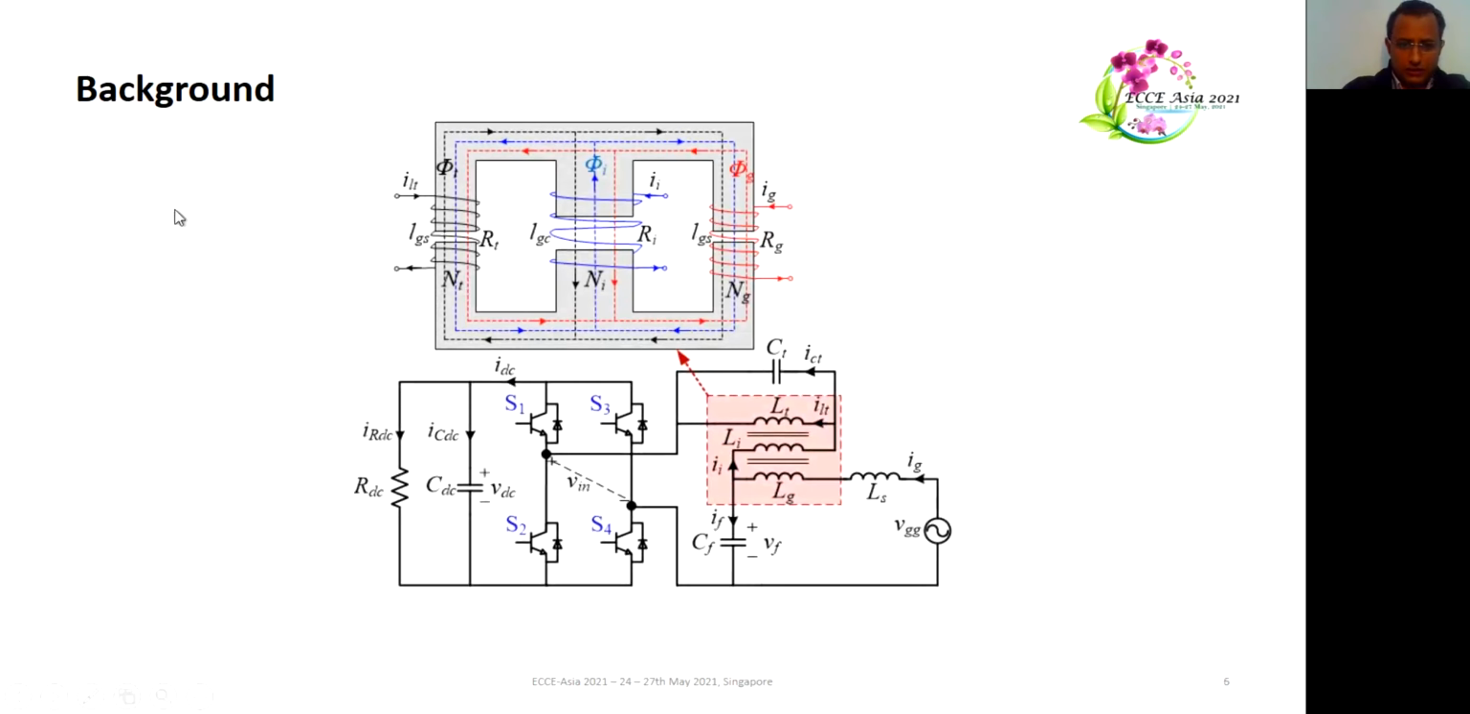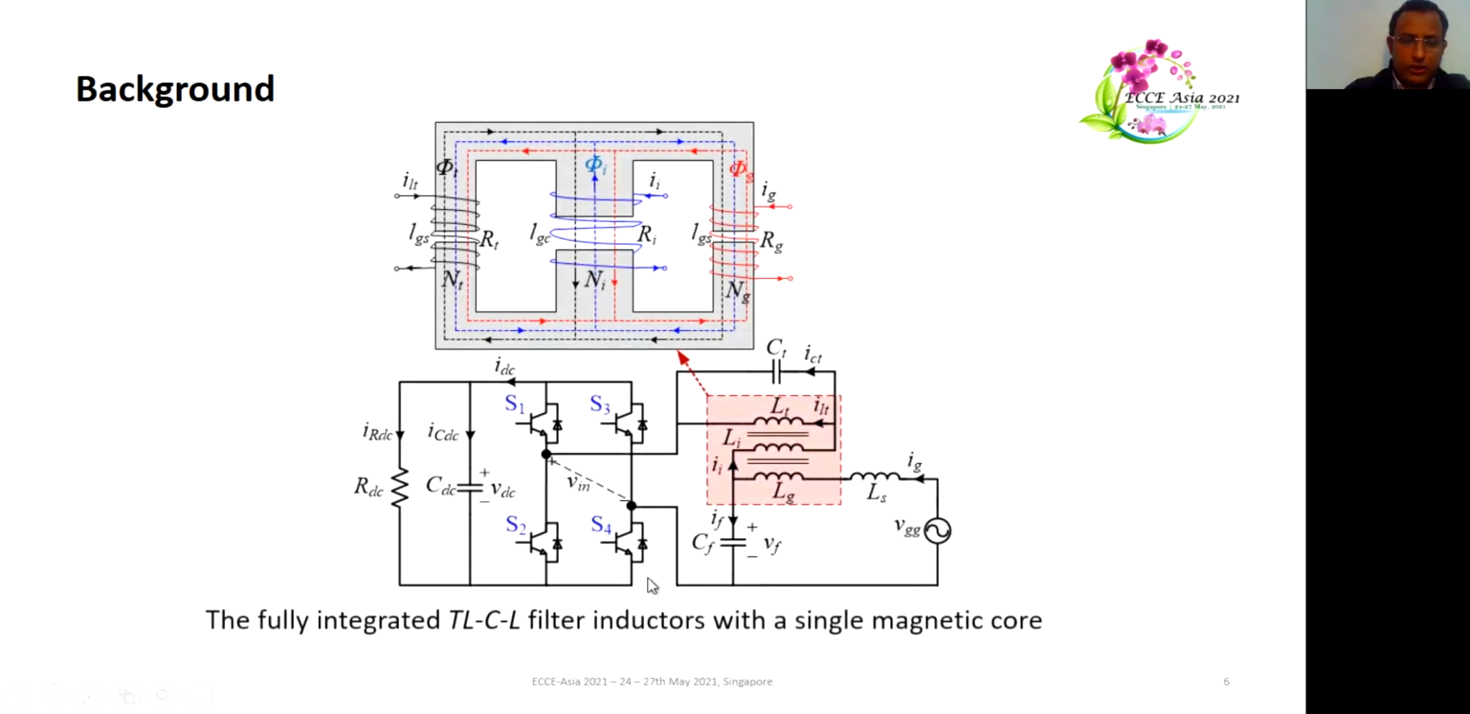This is the three windings of the trap. As we see, this is the grid side and this is the inverter side. This is the LCL filter and this is the trap. All the three windings of the trap and the filter are wound on one magnetic core, as we see here.